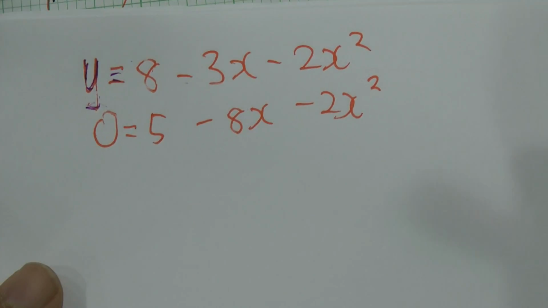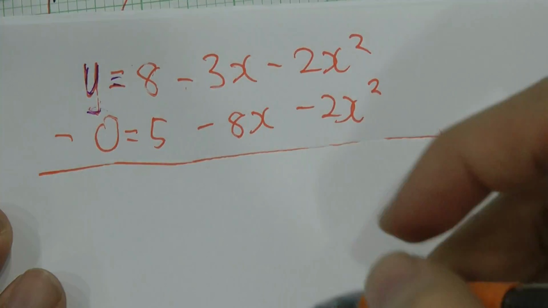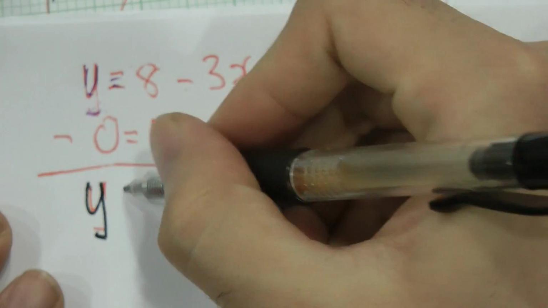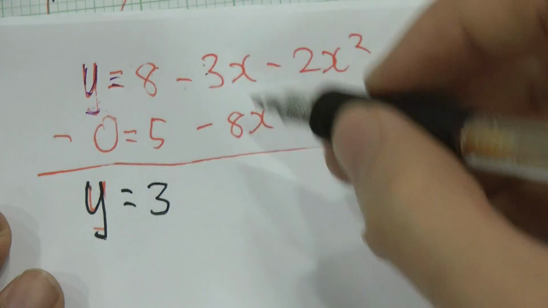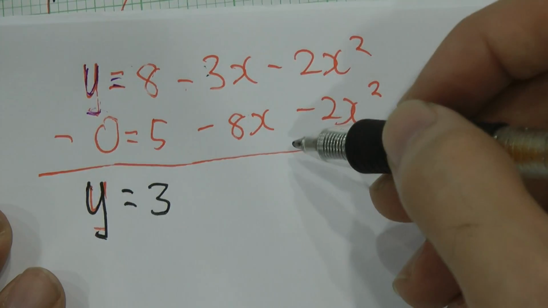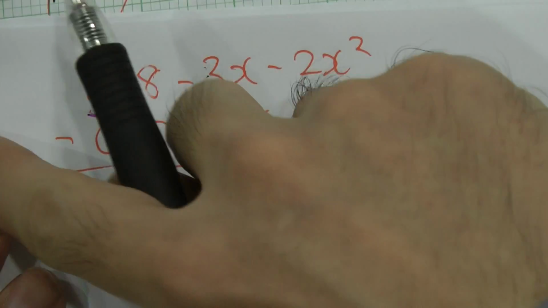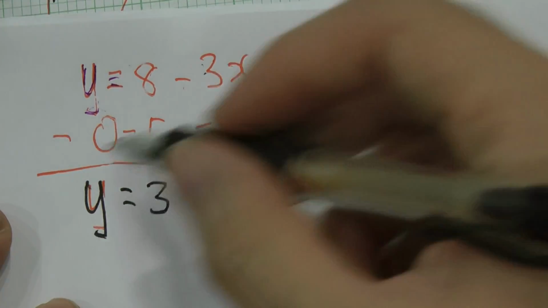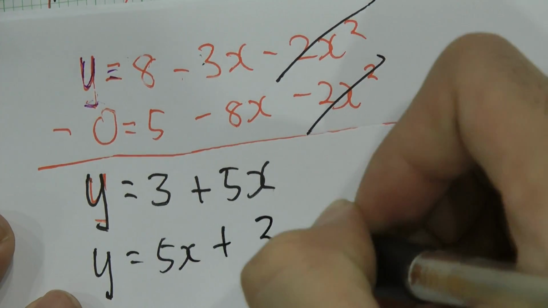Okay, so I show you. This one minus this one. y minus 0, I will get y. 8 minus 5, I will get 3. Negative 3x minus negative 8x, this one will become negative 3x plus 8x, we will get plus 5x. And then negative 2x squared minus negative 2x squared, we will get cancel, got nothing. So this is the equation of the straight line. So I rearrange to y equal to 5x plus 3. So y equal to mx plus c.